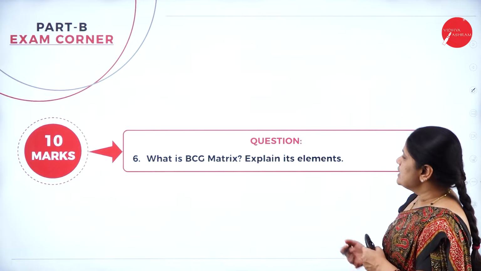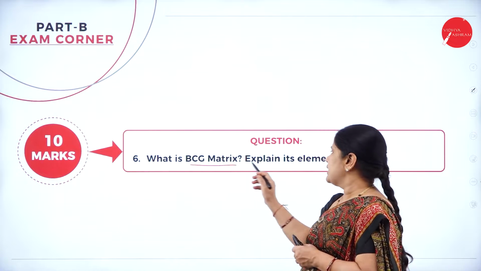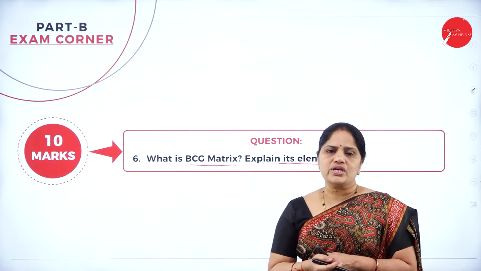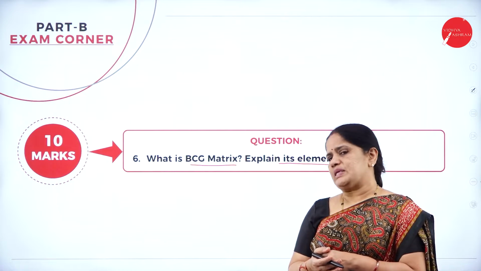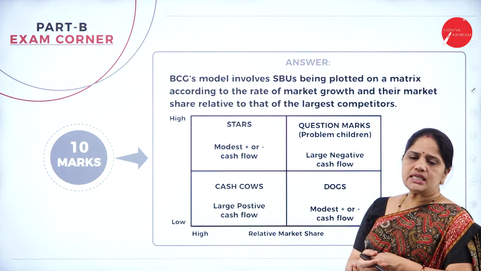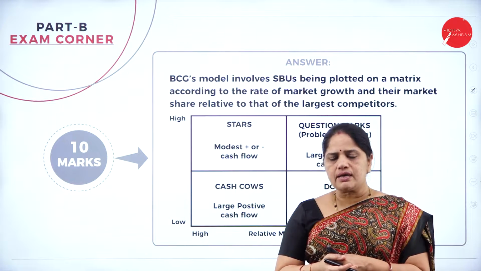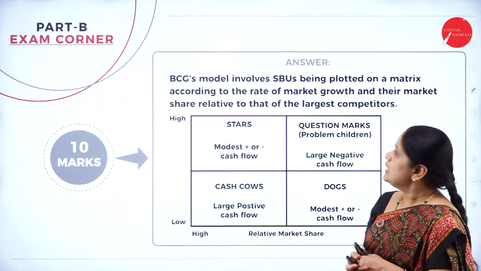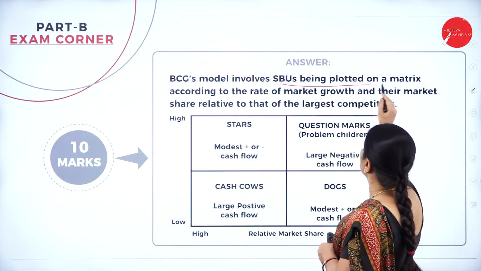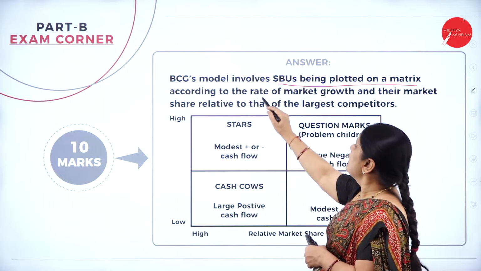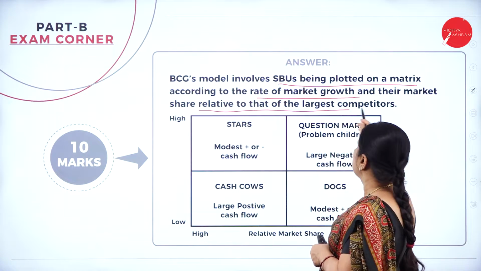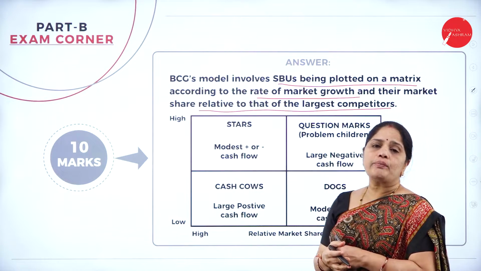Then the next one is, what is the BCG matrix? Explain its elements. This is also the most favorite question of the question paper framers. They will be asking what is the BCG matrix. The BCG model is also called the Boston Consulting Group model. The BCG model involves SBUs being plotted on a matrix according to the rate of market growth and the market share relative to that of the largest competitors.